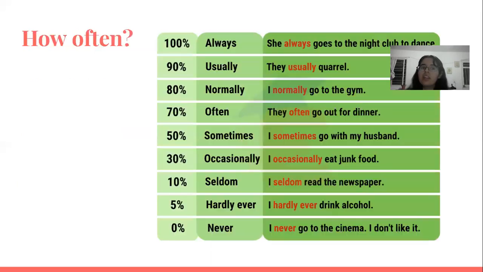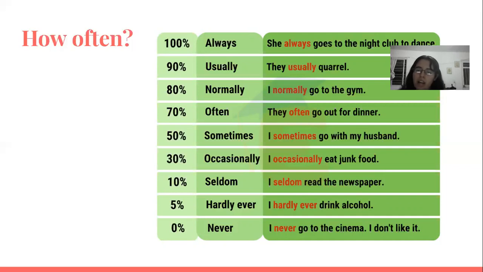So, next slide says how often. With the simple present, you can say how often you do things in your routine. Like 100% always. She always goes to the nightclub to dance. 90% usually. They usually quarrel or fight. 80% normally. I normally go to the gym. 70% often. They often go out for dinner. 50% sometimes. I sometimes go out with my husband.